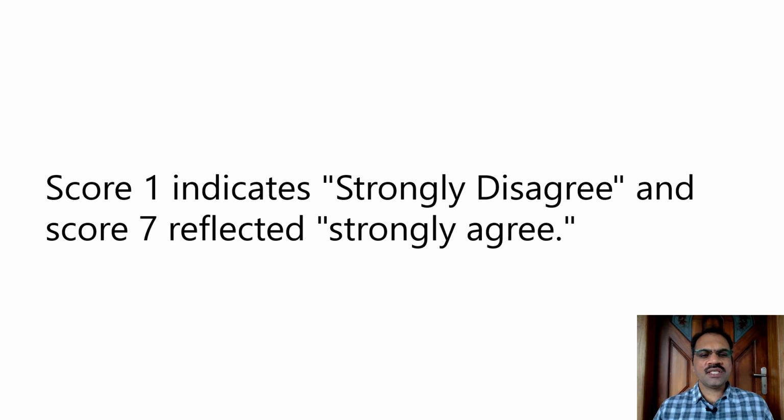Another example. These kinds of mistakes are very common. Score 1 indicates strongly disagree, and score 7 reflected strongly agree. The author could very easily have used indicates itself. Again, there are two more issues here actually. Here the author says indicates, while here it is said reflected. So the tense changes, present tense and past tense. In another video we will discuss which tense to use, but at least be consistent in the same sentence. Don't keep changing the tense unnecessarily.